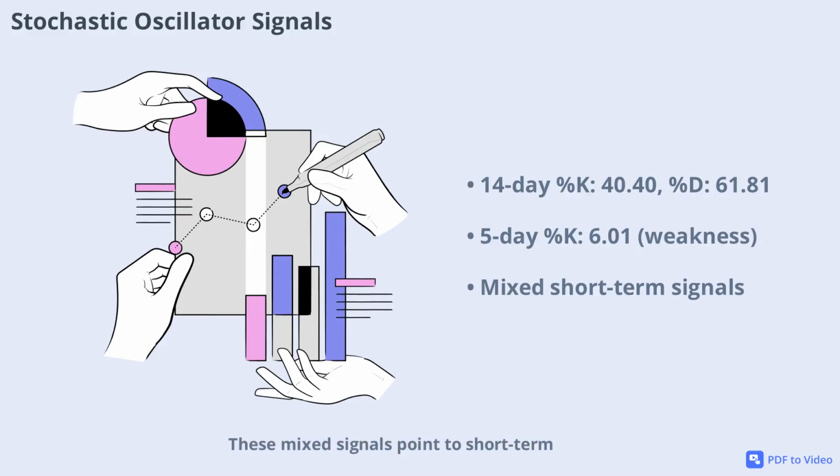These mixed signals point to short-term volatility and possible indecision among traders. When the %K line is below 20, it often signals oversold conditions, but MU's readings are mostly in the middle range. Let's interpret what this means for upcoming price action.